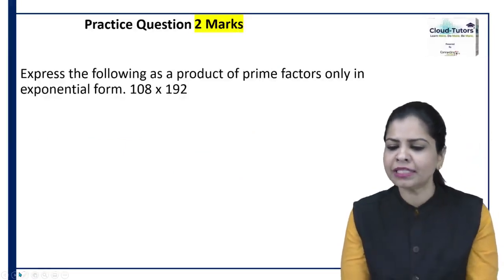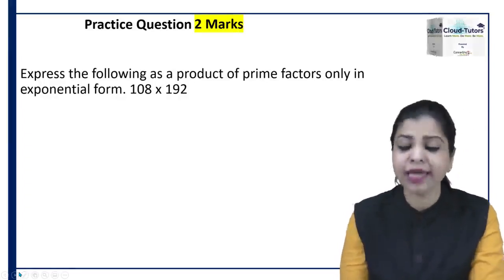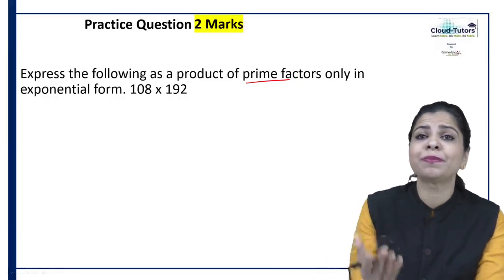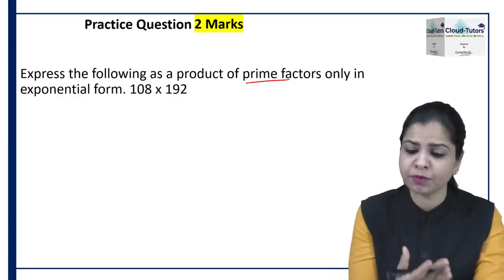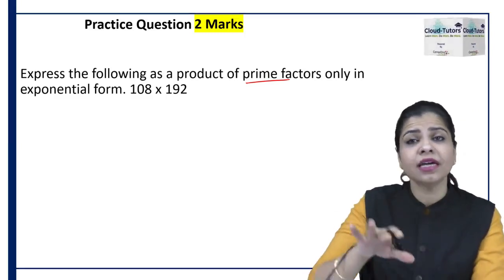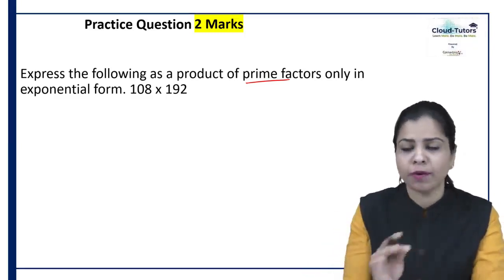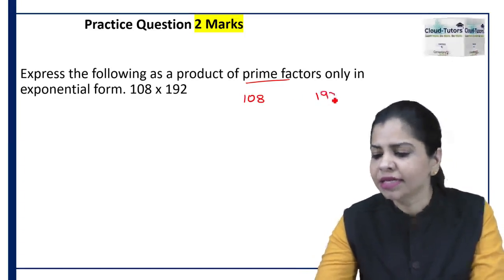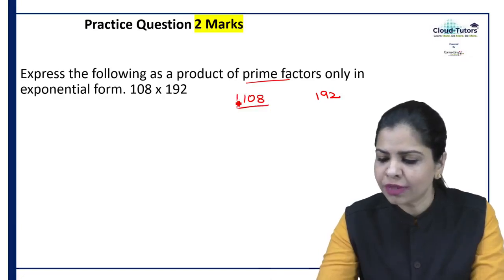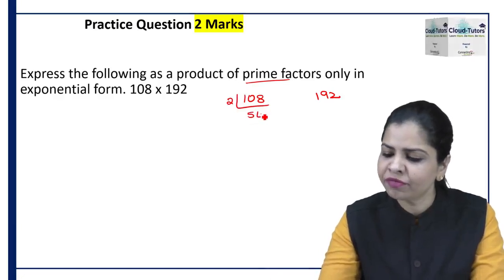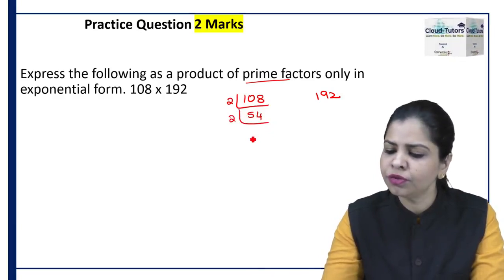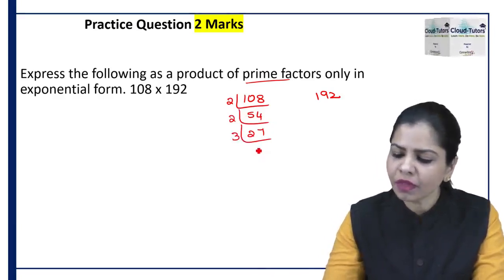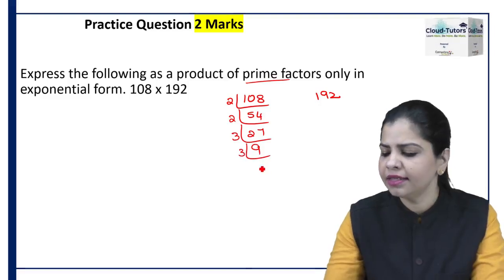Express the following as a product of prime factors only in the exponential form. So first thing is, you have to express them in terms of prime factors, product of prime factors, and then convert them into exponential form. So let's find the prime factors of 108 and 192. So let's do that. 2, 54, 2, 27, then 3, 9's are 27, 3 and 3.